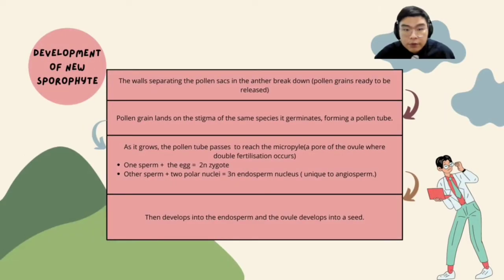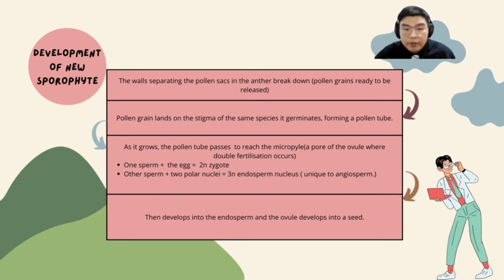It's the development of new sporophytes. During this phase, the walls separating the pollen sacs in the anther break down when the pollen grains are ready to be released. When a stigma is pollinated by the same species, the pollen germinates, forming a pollen tube. And as it grows, the pollen tube passes between the cells of the stigma and the style to reach the micropyle, which is a pore of the ovule.